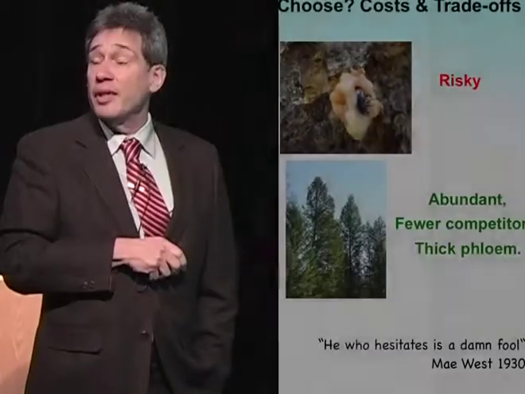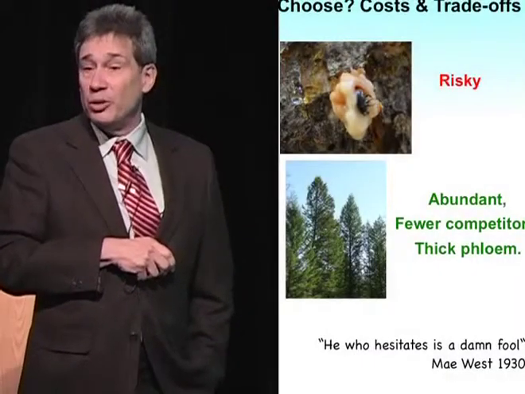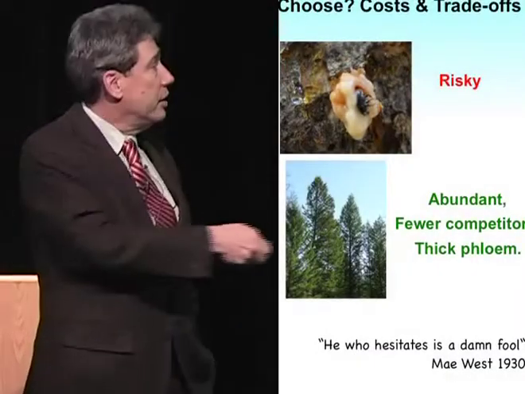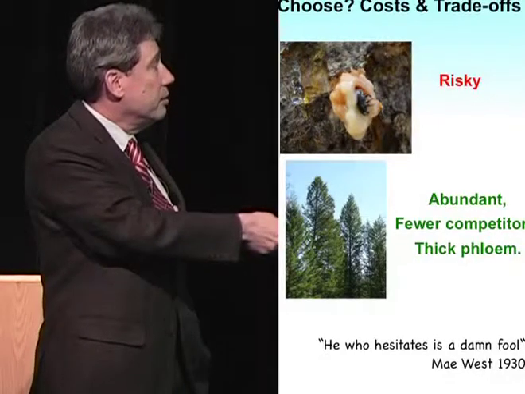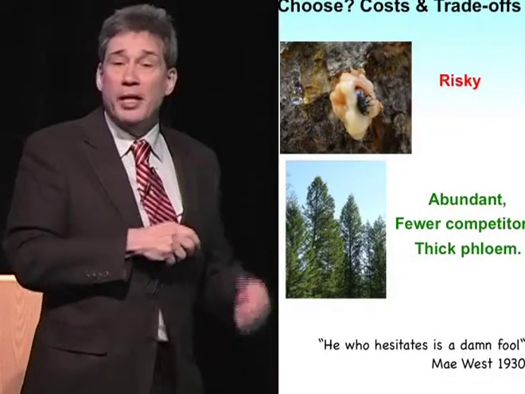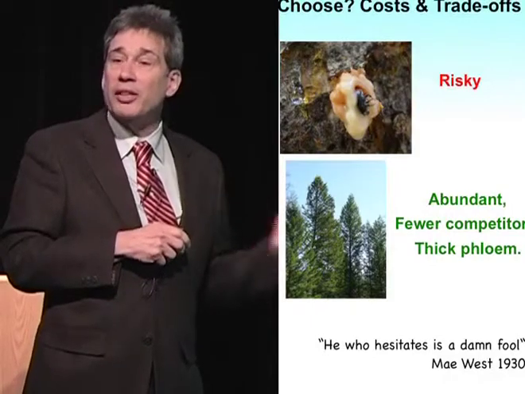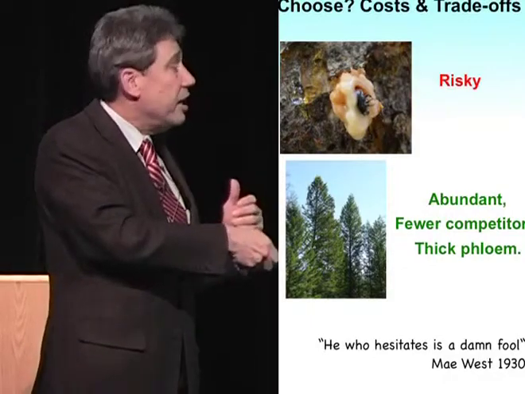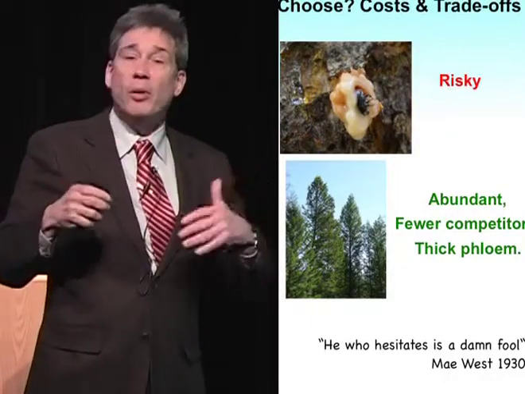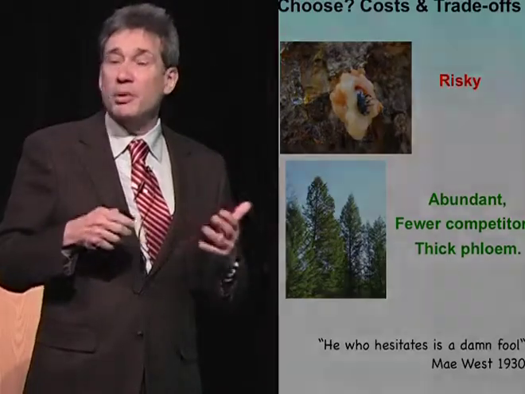The alternative is to go after a healthy tree. The risk is you might get killed trying. On the other hand, these trees are abundant. You don't have to deal with many competitors. The other species are not going to go after those trees. And in general, they tend to have thicker phloem and be able to yield more brood. So what should a beetle do? Well, we know the answer to that. The overwhelming majority of bark beetle species only live in this kind of environment.